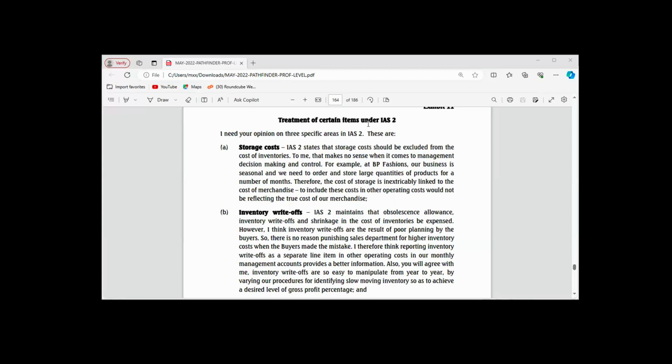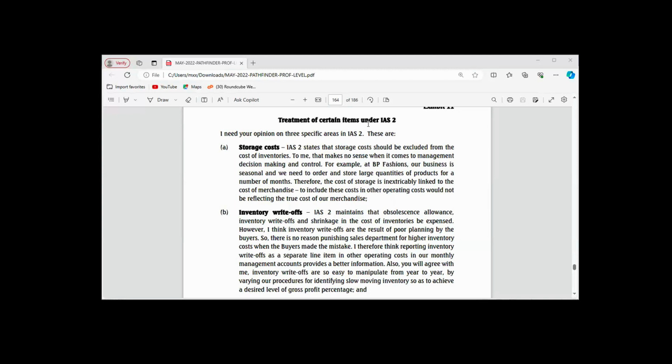So, yeah, I think that you guys have expressed your opinions, and I won't say no, because in a case study, the way you look at a particular thing may not be the same as the way another person looks at it. But what is important is what is generally acceptable. So whenever you have a scenario where the management is treating certain items in line with what they do, it means what is happening here is that because the company BP Fashions is incurring a lot on the storage, they think that the storage cost should be part of the cost of inventories.